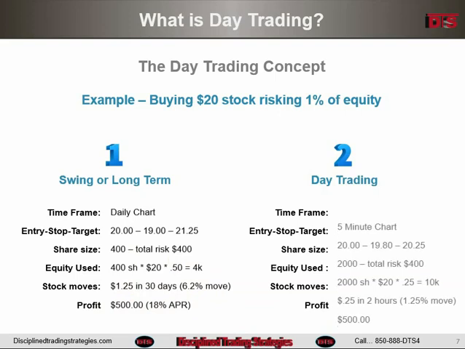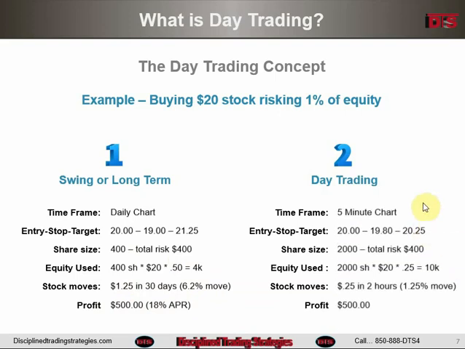As a day trader, we're going to be on a 5-minute chart, let's say in this example, and our entry, stop, and target is going to be: enter at $20, giving only 20 cents worth of room and looking for a 25-cent move. That's the same reward to risk overall. We're going to take a 2,000 share size, which is going to be a total risk of $400. Note the risk amount is the same in both of these.